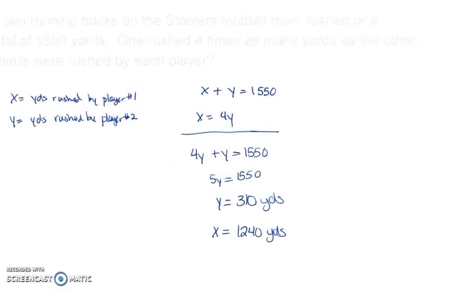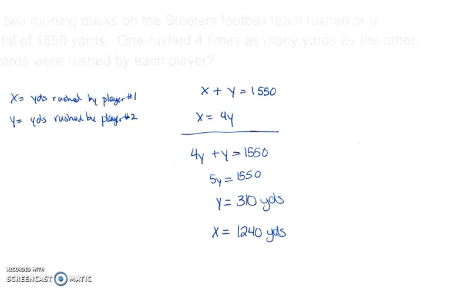Okay, welcome back. You can go ahead and see the work that I did. I did X is equal to the yards rushed by player 1. And Y is yards rushed by player 2. You again pull that from the question. It says how many yards were rushed by each player. So that's where those go. It says 4 times as many, so X is equal to 4y, and they had a total of 1,550 yards, so X plus Y equals that.